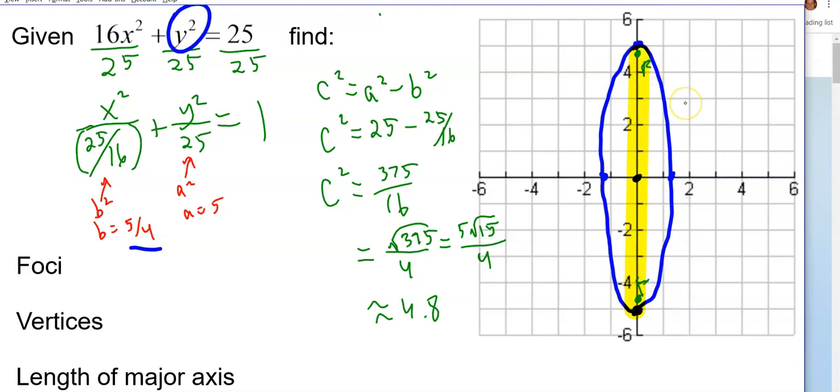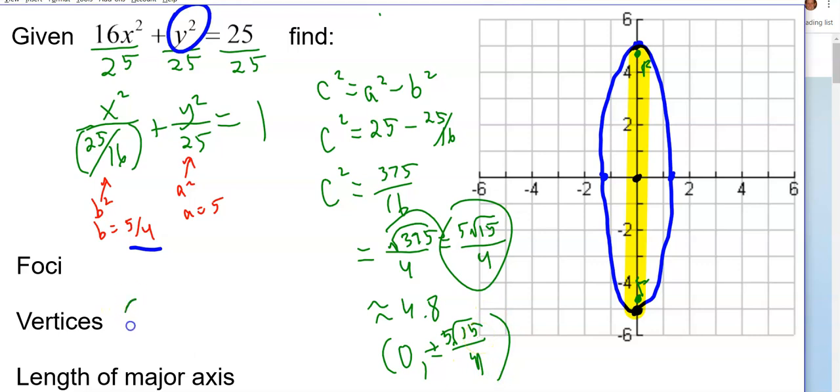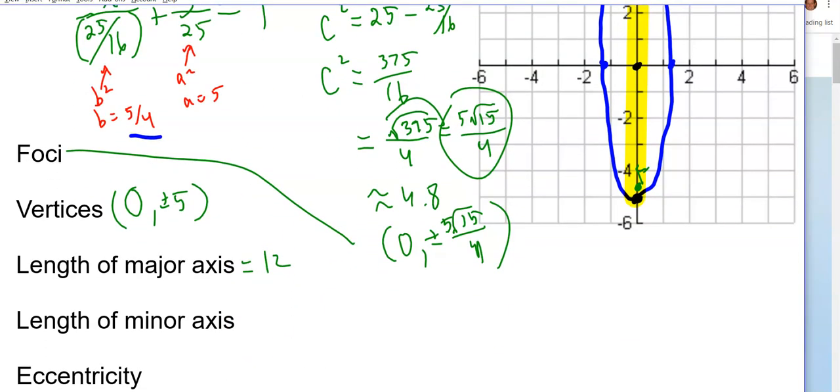Again, not a bad idea to use your actual number, so those ordered pairs would be 0, comma, plus or minus 5 root 15 over 4. And then the vertices are easier. That would be 0, comma, plus or minus 5. You can just look at it and tell. Again, you could use your formulas if you need to. The major axis distance is 5 plus 5, which is 10. The minor axis is 5 root 15 over 4 times 2, which is 5 root 15 over 2.